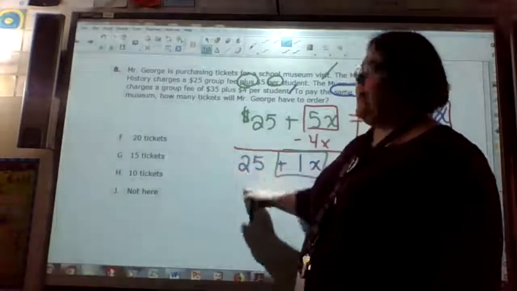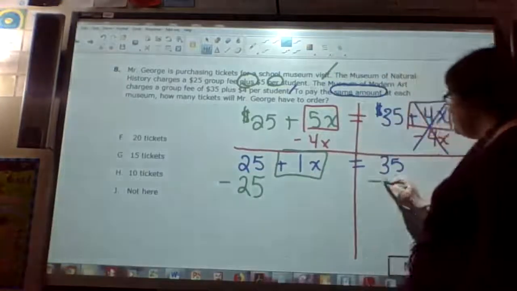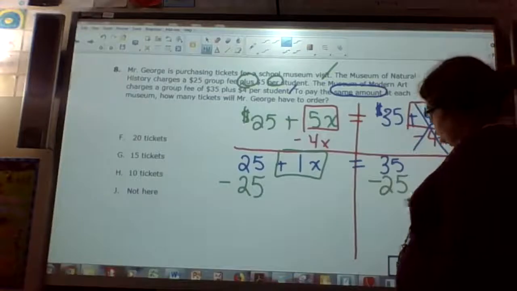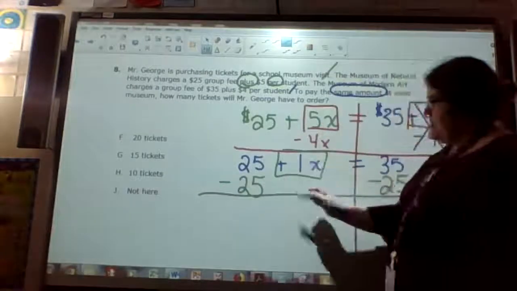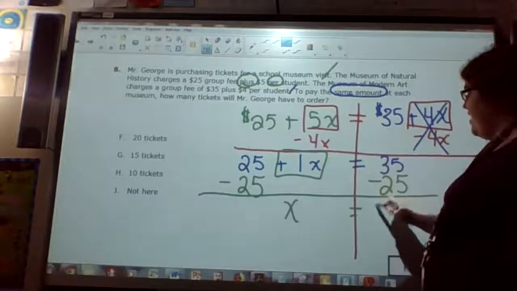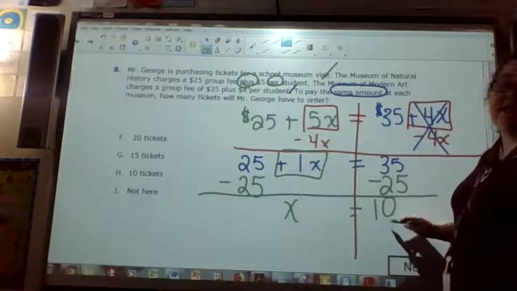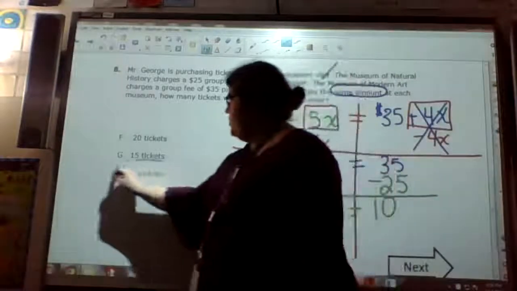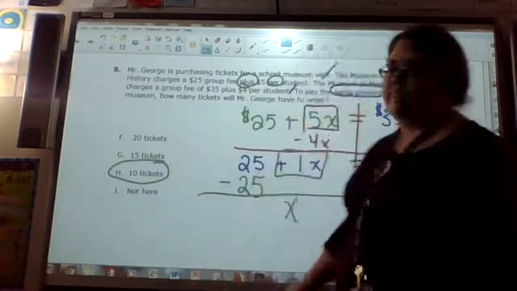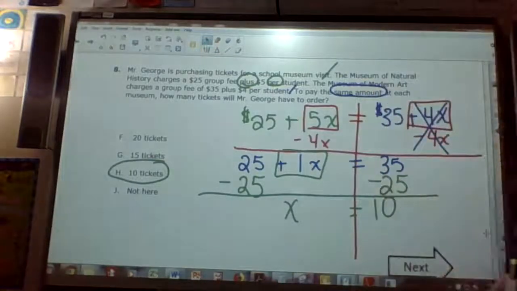So the opposite of a positive 25 is a negative 25. I still have X, but 35 minus 25 is 10. So I know that he can buy 10 tickets, which would be H. Okay, going to number 9. Remember, you can always pause and rewind if you want to go back through that.